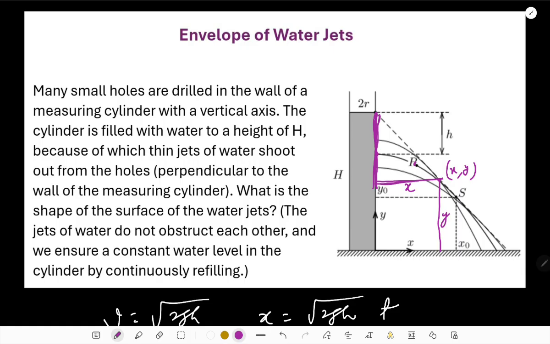So we got a shape, and that is the shape of a cone. It's basically a cone, and here is the angle, 45 degrees, this angle. I got a cone with half angle 45 degrees, and this is the envelope we are looking for. That is the solution of the problem, and the problem is solved. Thank you very much for watching.